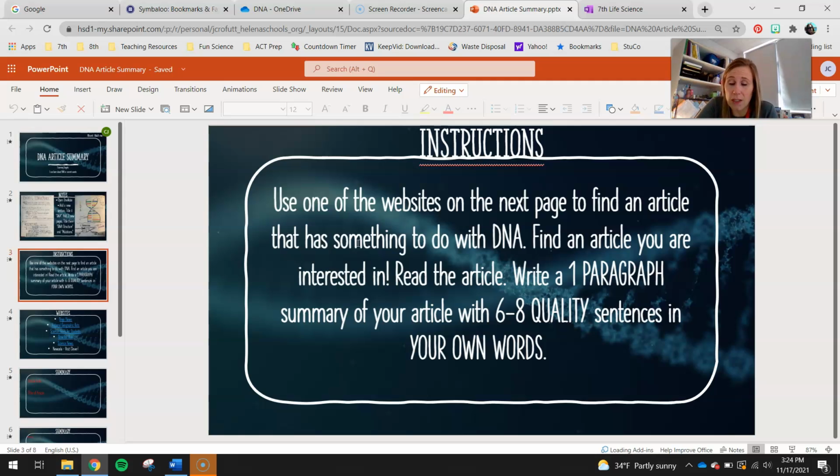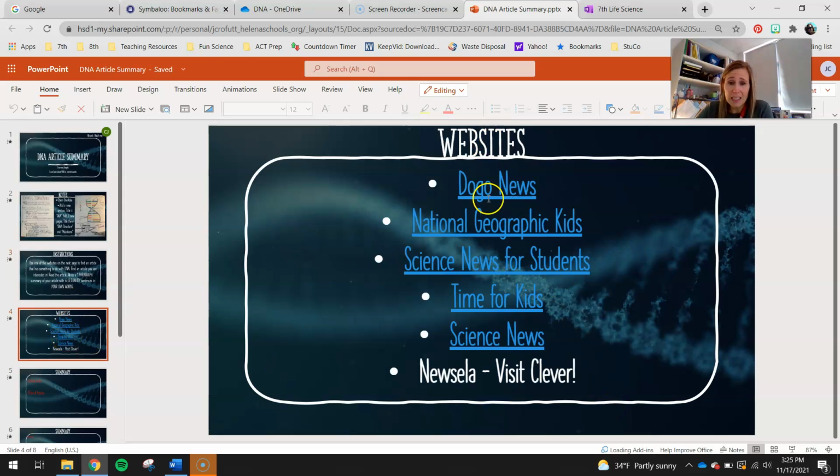Read that article, and then you guys are going to write a one-paragraph summary of your article that should be between 6 to 8 quality sentences using your own words. Okay, so those key things, you guys won't get credit for that if you copy and paste, or if you don't do 6 to 8 sentences, or whatever the case. So make sure you do that, it's clear to read, and there's going to be a little checklist for you guys to do. Okay, each of these are good links if you find something else.